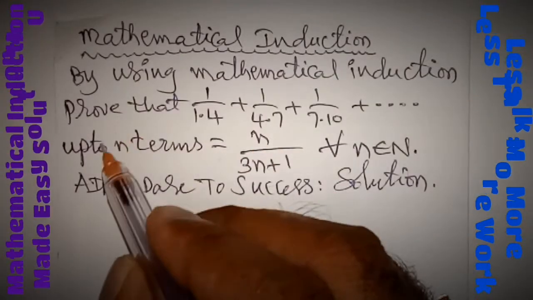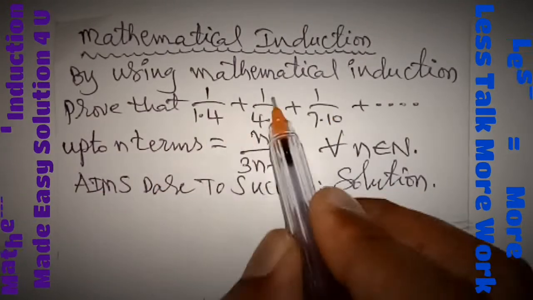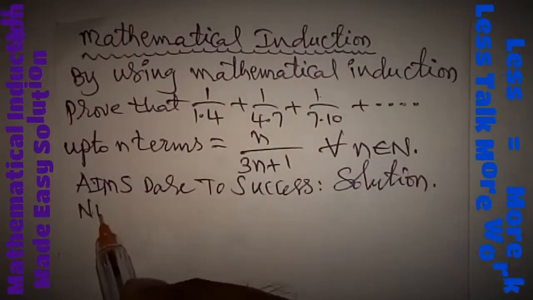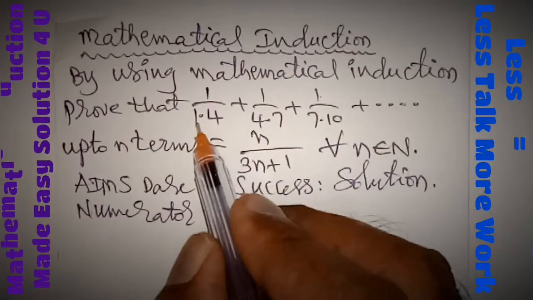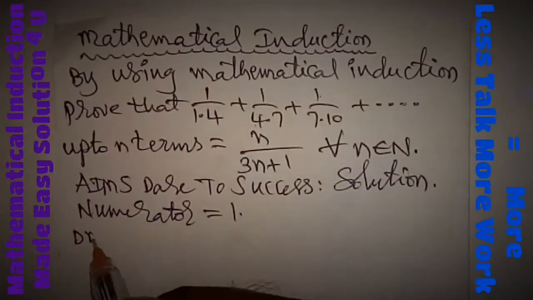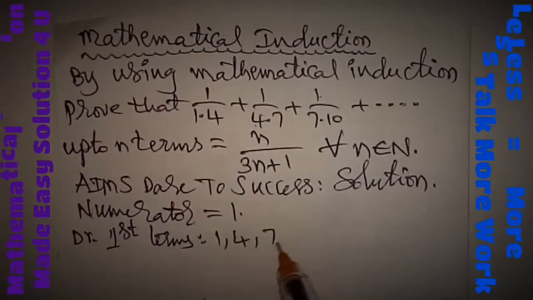First of all, we can check the nth term. We are not given the nth term, that's why I want to find it. Numerator, all values are 1 only, so you can take the numerator as 1 in the nth term. Now I am going to the denominator's first terms. What are the first terms? 1, 4, 7 and so on.